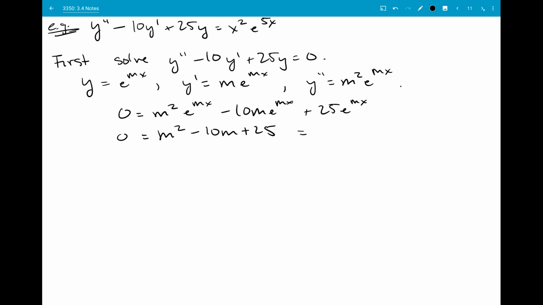And that gives me the equation m^2 - 10m + 25 = 0. I could go ahead and solve that with the quadratic formula, but I'm also happy to factor it. That's just (m - 5)^2. So I find that m is equal to 5. So my y1 is e^(5x). And since I only found one root, but I need two solutions, I know that y2 should be x e^(5x).